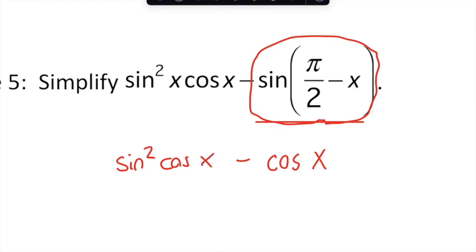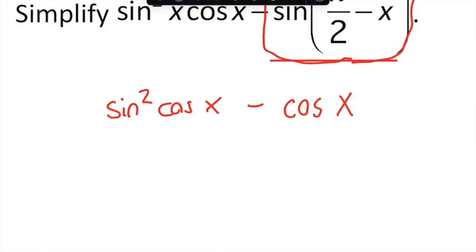Okay. Now, here is a common misconception. Some people think you can subtract the cosine from the other cosine and they cancel. You could do that if I didn't have this sine squared right here. Those would cancel each other out, but because it's being multiplied by sine squared of x, since you have those multiplied, you can't cancel those out.